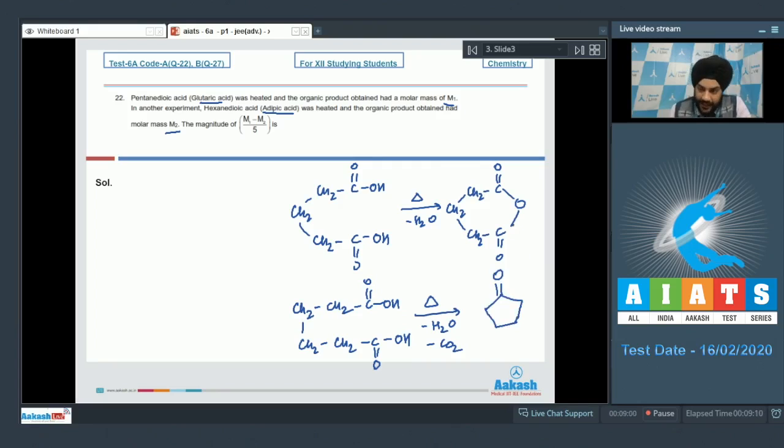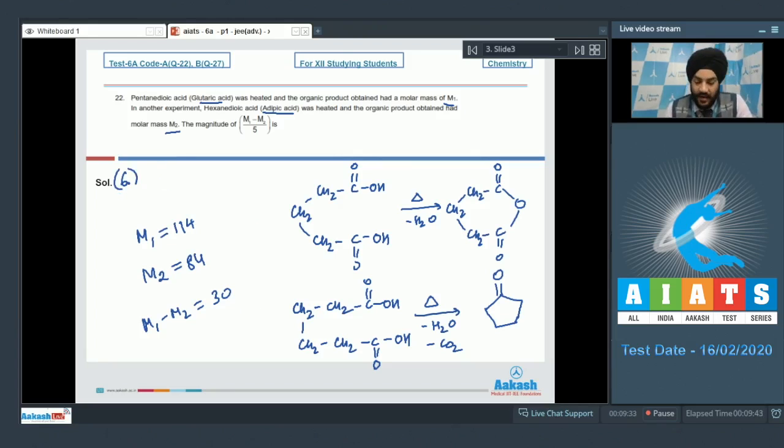The molar mass of the first product which was obtained is 114. And if we talk about the second reaction, the major product is cyclopentanone and it has a molar mass equal to 84 units or 84 gram per mole. So M1 is 114, M2 is 84. The difference between M1 and M2 is equal to 30. When it is divided by 5, it will give us a value equal to 6. So students, for this question, we have to mark the correct answer as 6.